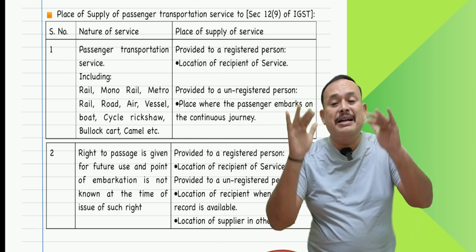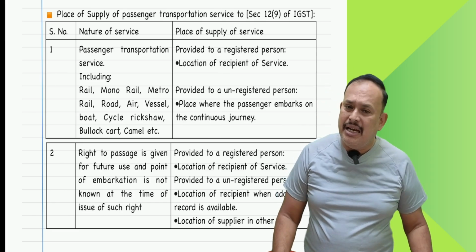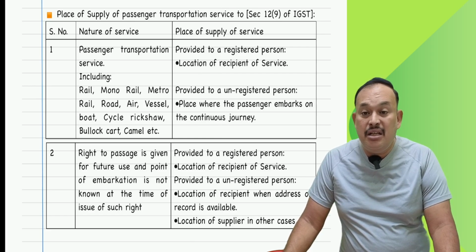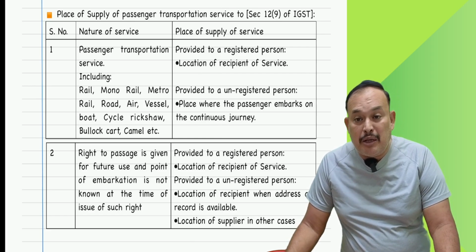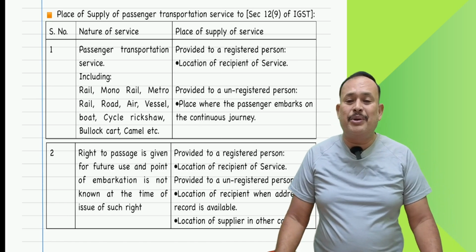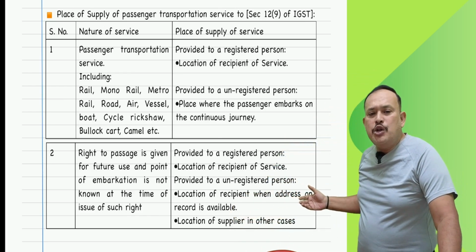Suppose Rafi is an unregistered person. Mr. Rafi traveled in SpiceJet from Mumbai to Chennai. So place of supply for the SpiceJet is Mumbai. Supplier SpiceJet is located in Chennai. Interstate supply, liable to pay IGST. Now coming to here, right to passage is given.